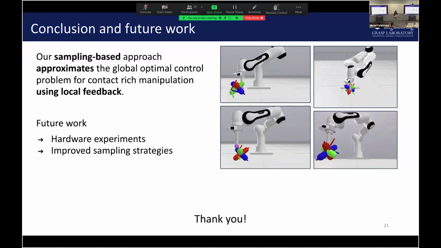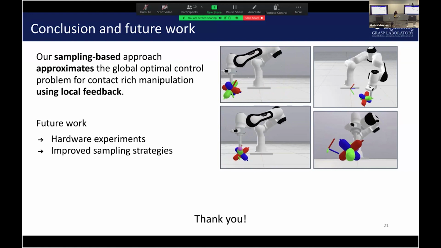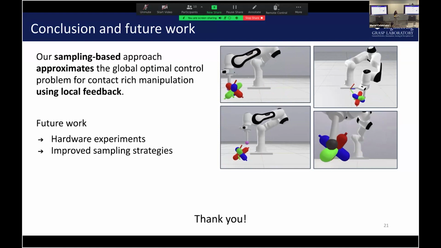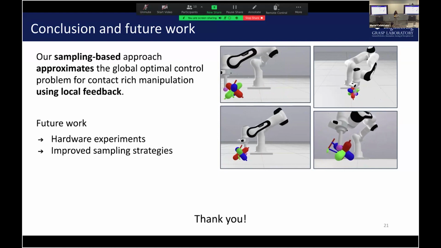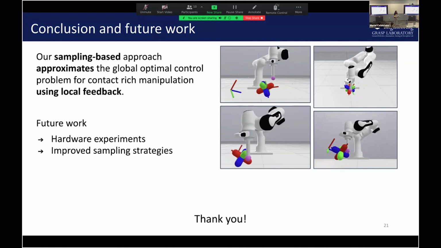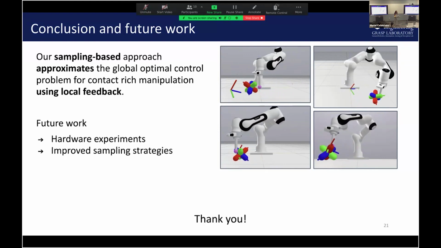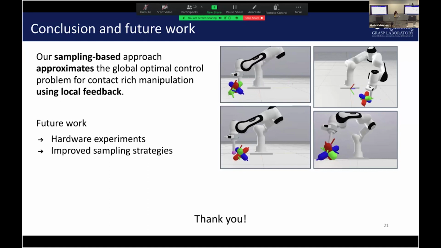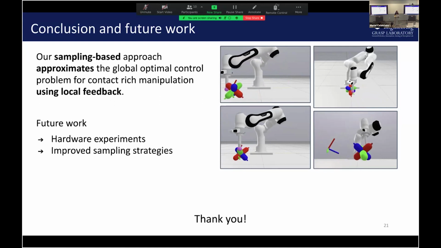So maybe I can be a little bit clearer. Right now, this object that we have is modeled as three capsules that are rigidly attached, mutually perpendicular to each other. And so the contacts that the whole controller is reasoning about are end effector and capsule 1, end effector and capsule 2, end effector and capsule 3, and then capsule 1 and ground, capsule 2 and ground, capsule 3 and ground. And so essentially it's reasoning about 6 possible contacts.